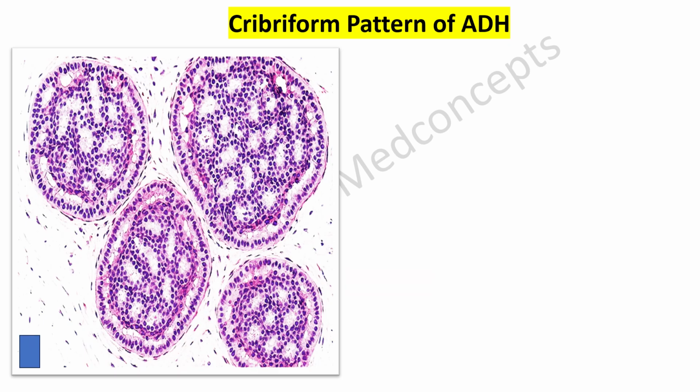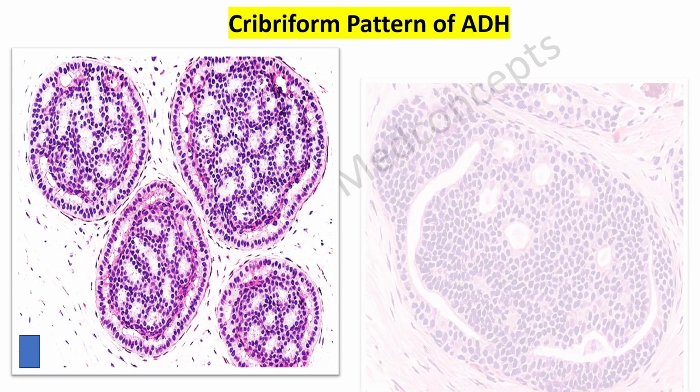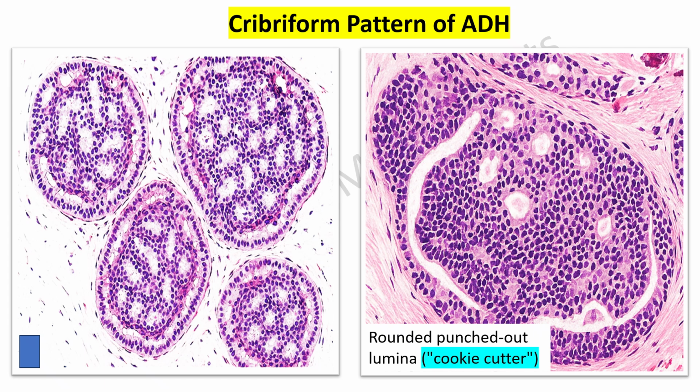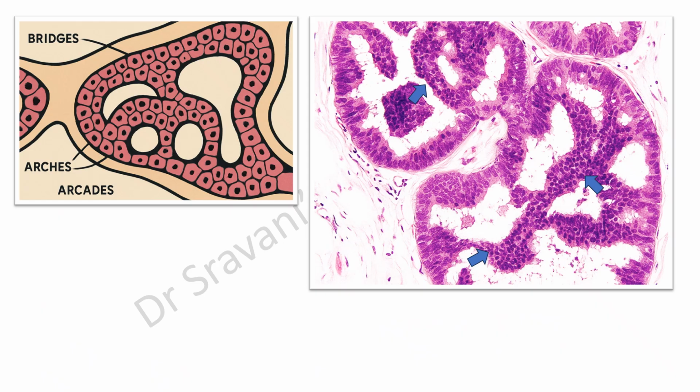So here you can see the H&E image of cookie cutter appearance, that is cribriform pattern. The lumen are evenly spaced and uniform in size and shape. So this is the higher magnification view. Rounded punched out lumina are seen which gives cookie cutter appearance.